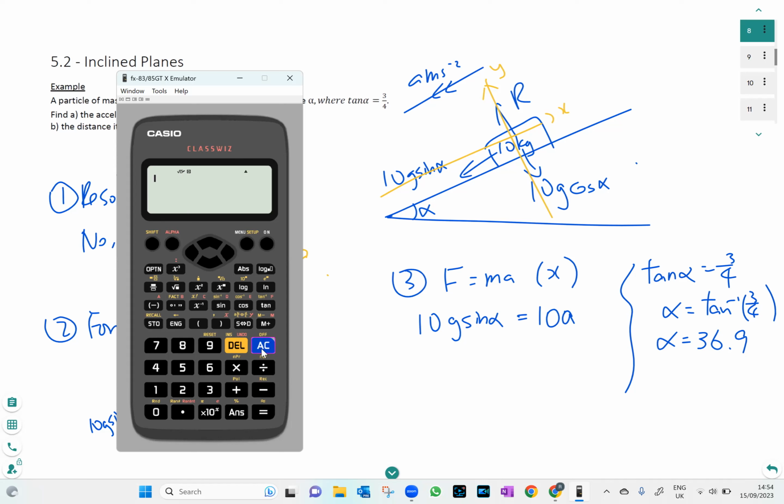So now if I press AC, and then press alpha, that one, so if I actually press A equal, you see I get that 36.9. Okay, so that's how we store a value.